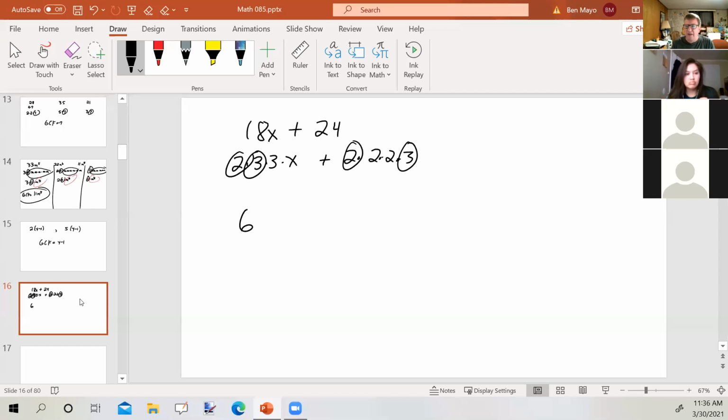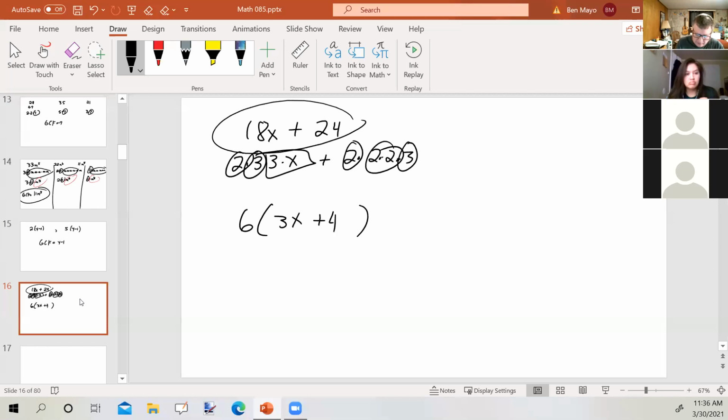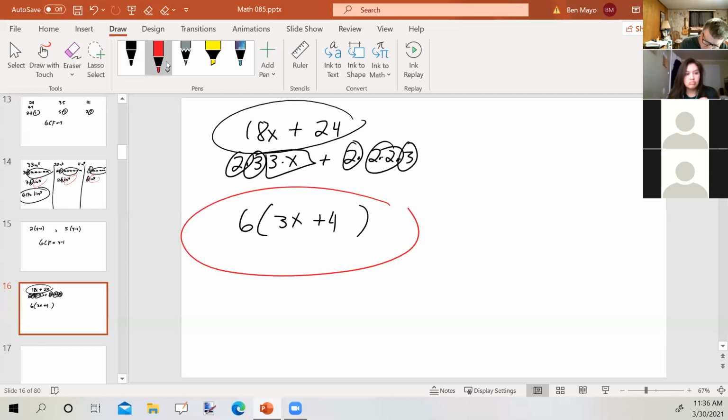So what I'm going to do is, in effect, undistribute. If I pull 6 out of this, I've got what? 3x plus 4 left over. So this would be factoring out the greatest common factor. How can I tell if I've done it correctly? Well, first of all, if I distribute, I should get back to where I started, which I do. And second of all, there shouldn't be anything common to these two terms, a common factor other than 1. Let me go back and do this problem again.